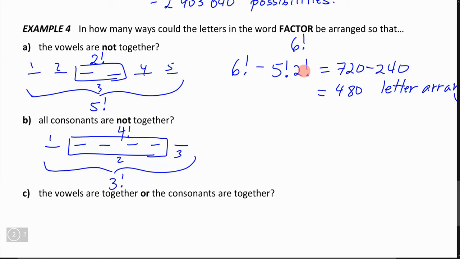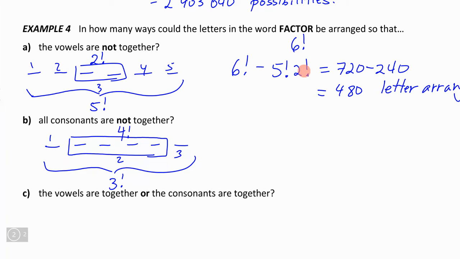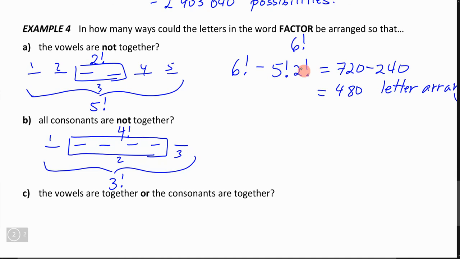So then the case where the consonants are not together would just be using the indirect method. You take the total possibilities, 6 factorial, and you subtract the possibilities where the consonants are together, 4 factorial times 3 factorial. And so I get 720 minus 144, which is 576 letter arrangements.